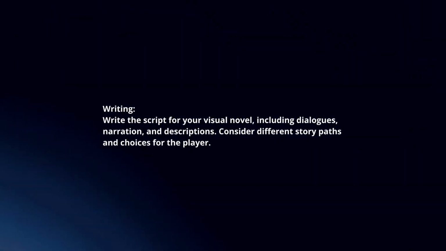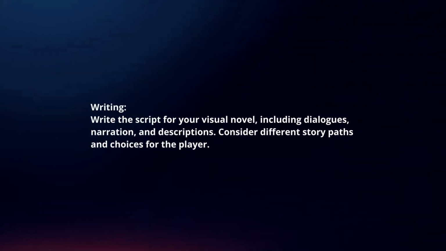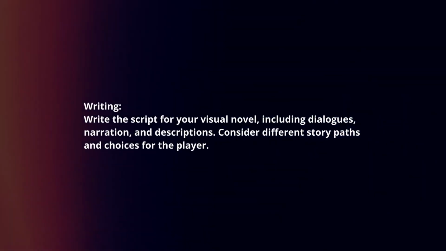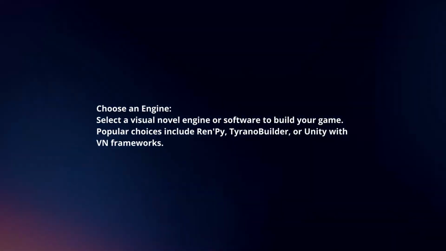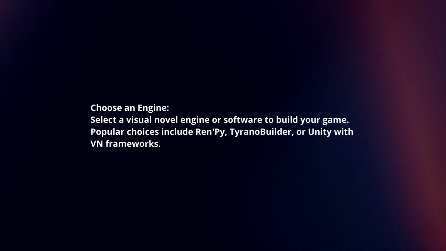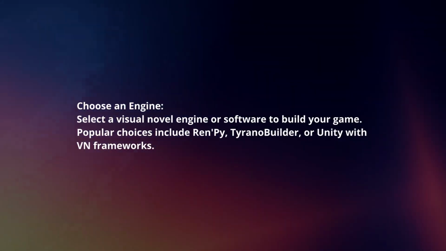Writing. Write a script for your visual novel, including dialogues, narration, and descriptions. Consider different story paths and choices for the player. Choose an engine. Select a visual novel engine or software to build your game. Popular choices include Ren'Py, Twine, or Unity with VN frameworks.